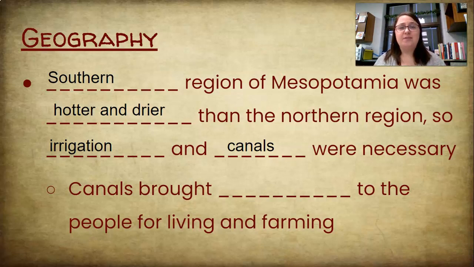The northern region of Mesopotamia was a little bit cooler, not much cooler, but it wasn't nearly as hot or dry, so it didn't need these irrigation systems as much. They still needed them, but not as much as in the south. The south really needed them, otherwise they weren't getting any water. Canals brought water to the people for living and farming. So we have to be able to get water somehow, right? And we can't all live by the river. Eventually you run out of space on the river. So when these civilizations would pop up, they would bring in these irrigation systems. They'd bring in water to where it needed to go. And we'll talk about this more when we talk about the city-state, which is what Mesopotamia is set up in.